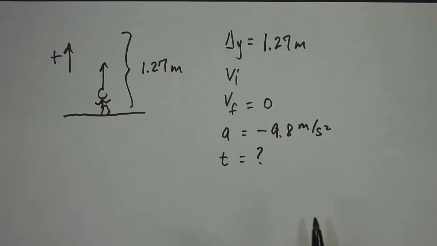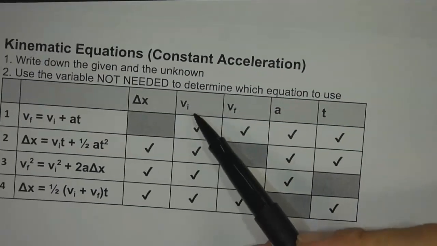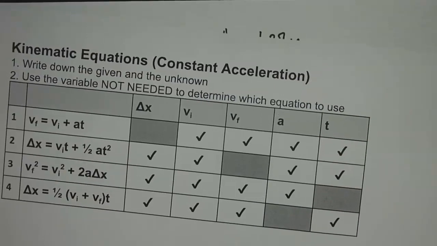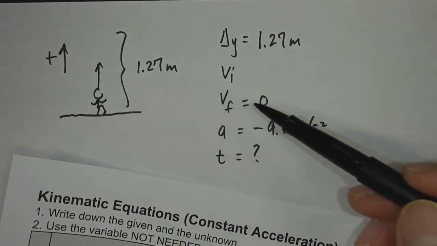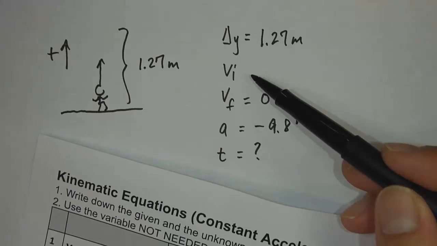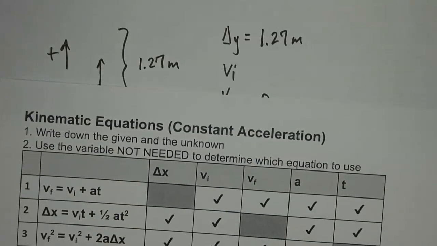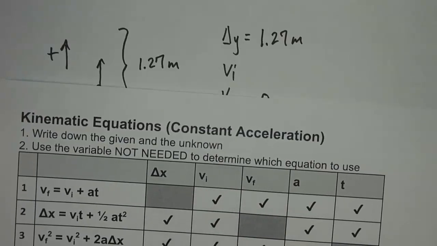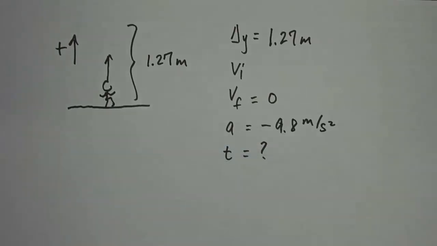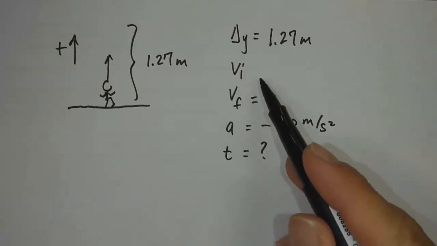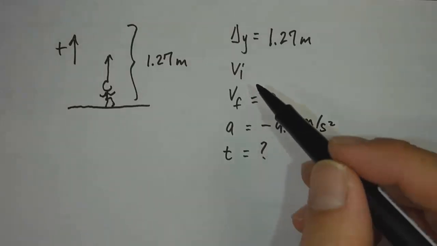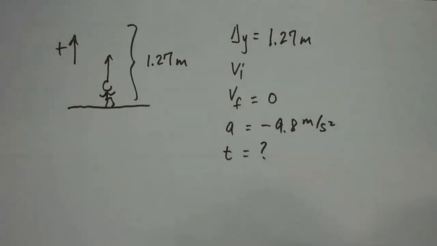Okay. Now, if we look at our chart, you'll notice that every equation has VI. So normally we would look at what we are not using and what we do not need, and then go here and find the shaded part. Now there is a 5th kinematic equation, but we're going to stick to these 4 for right now. And so that means we're going to have to calculate VI first before we can get the time.